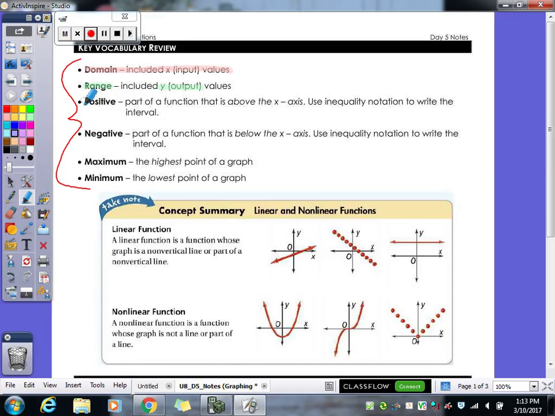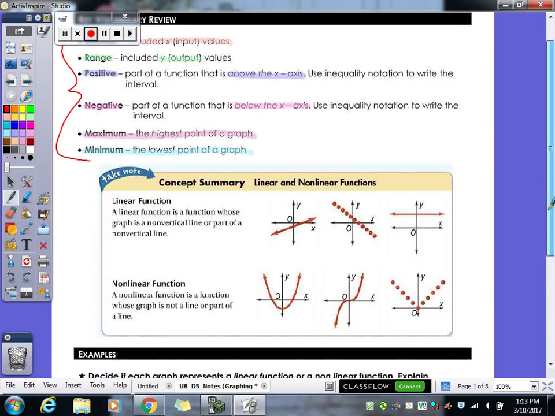The ones I feel like a lot of people forget are your positive, which is above the x-axis, and your negative, which is below the x-axis. So we got to make sure we keep studying those ones. Those are the ones that most people forget. And then your max and your min. Maximum is the highest point on the graph. Minimum is your lowest point on the graph. So really nothing new there, just again going through your vocabulary for you.